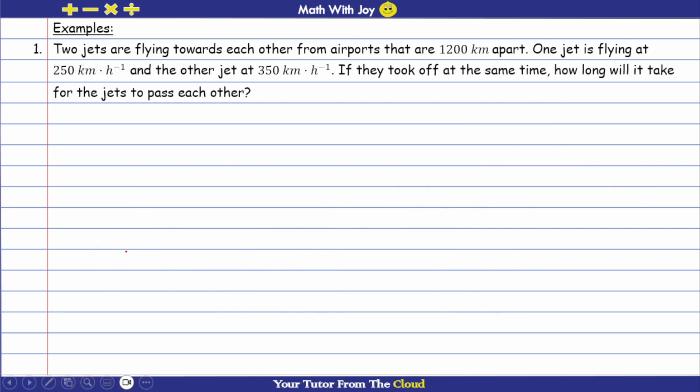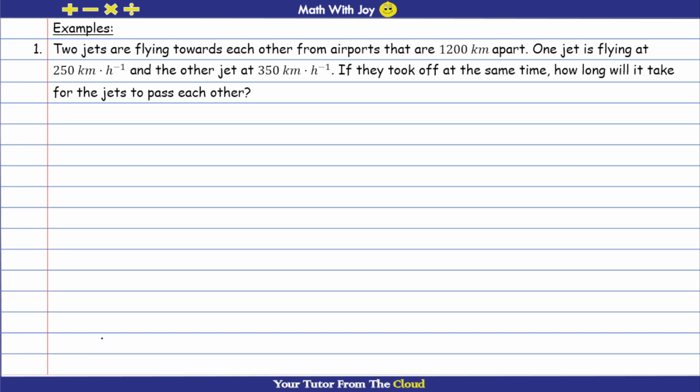So let's just get into it, guys, and let's practice these questions over here, starting with question number 1. They say here two jets are flying towards each other from airports that are 1,200 kilometers apart. One jet is flying at 250 kilometers per hour and the other jet is flying at 350 kilometers per hour.